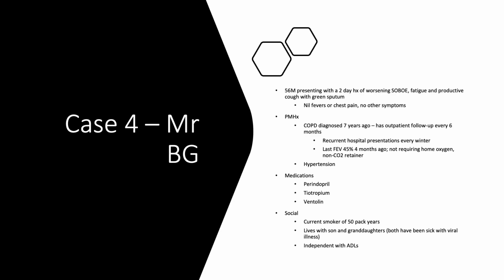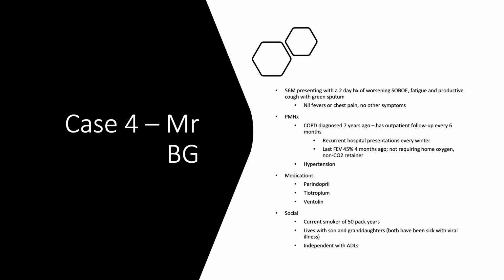All right, so our fourth case, we've got Mr. BG, who's presenting with a 2-day history of worsening shortness of breath on exertion. He's also got some fatigue and a productive cough with some green sputum. He does have a known history of COPD, and he does present quite regularly to the hospital. He's not a CO2 retainer. He's on a couple of puffers.